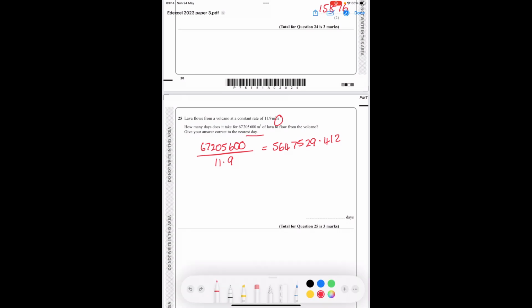Now, that was in seconds and we need to convert to days. So to do that, we've got that number there and we're going to times that by 1 day, which to convert to a day is going to be 24 hours in a day, 60 minutes in an hour, and 60 seconds in a minute. If I put that all into my calculator, I get the answer 65.3 days, and it does say to the nearest day, so that's going to be 65 days.